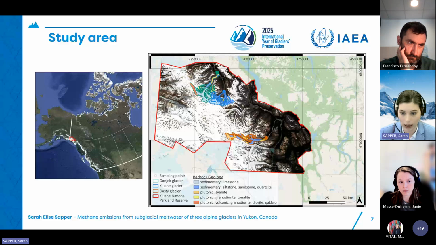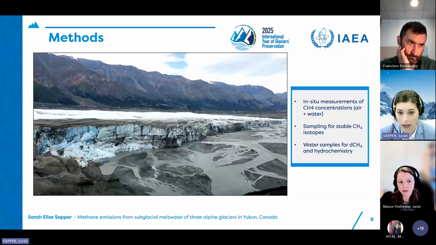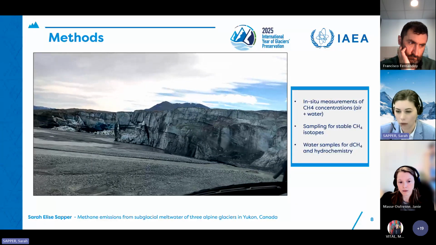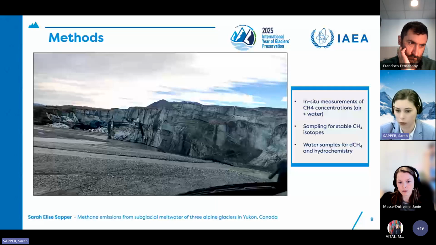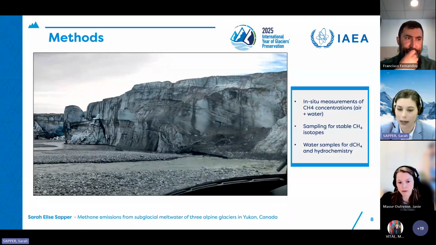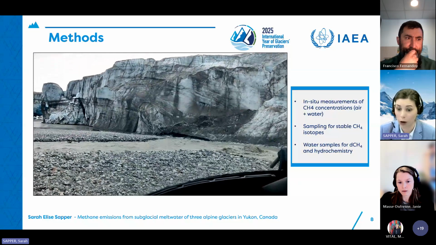The way we did the field work was we accessed all of the glaciers via helicopter. And from the air, we were trying to find upwellings, which are those very turbulent whirlpool-like features in front of a glacier tongue where subglacial meltwater is pressed out from underneath.